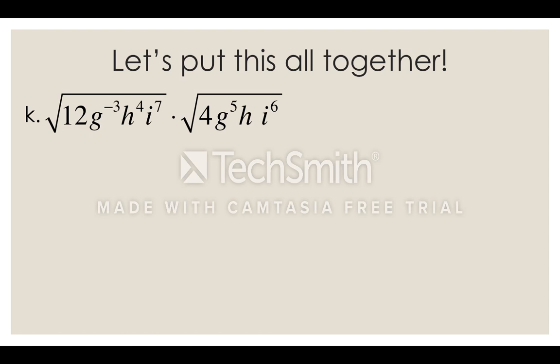So I have 12 times 4, which is 48. G to the negative third times g to the fifth. Remember, we're adding the exponents, so I get g squared. H to the fourth times h, so I get h to the fifth. And then i to the seventh times i to the sixth, so I get i to the 13th. Now we can simplify this.